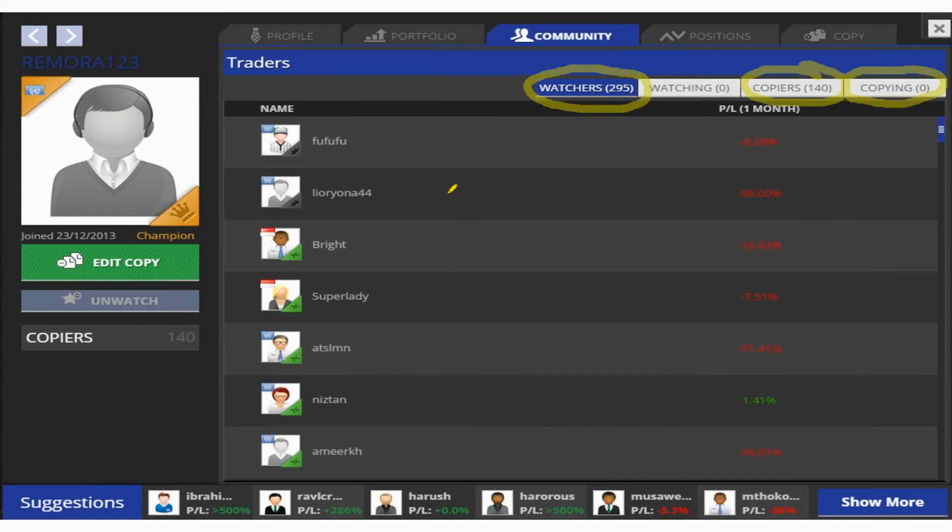We can look at who Remora is following. We can check their profiles out on here. We can scroll down the full list. If we wanted to look at this particular gentleman, Mr. Bright, we could click on his picture here, and it would open up the next profile, and then if we use the backwards and forwards arrows here, we can go backwards and forwards between profiles.